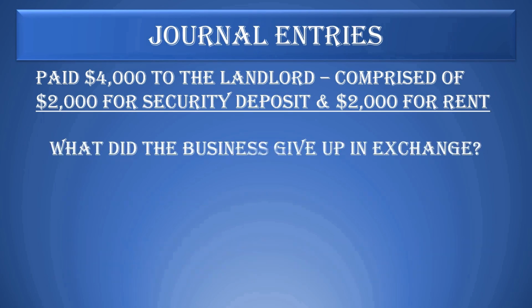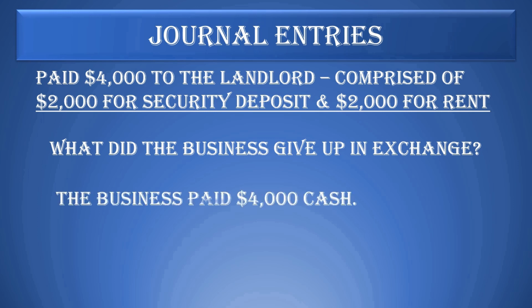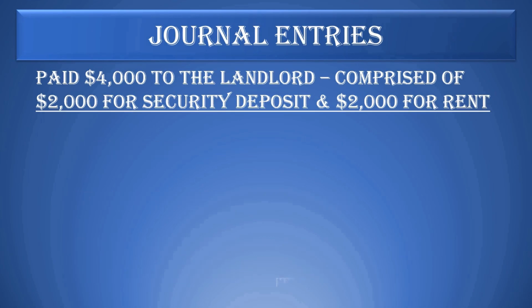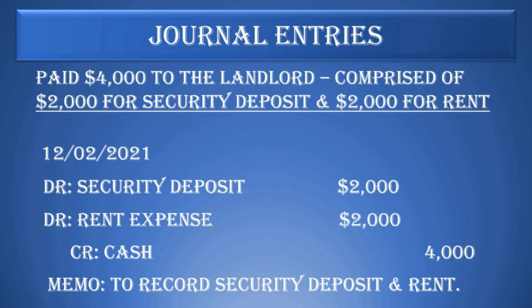Then we'll look at what the business gave up in exchange for getting this security deposit and 1 month rent. The business paid $4,000 cash. Cash is an asset, and assets decrease with a credit. So we'll credit cash for $4,000. So, here is our journal entry to record this transaction. We'll debit security deposit for $2,000. We'll debit rent expense for $2,000. And we'll credit cash for $4,000.